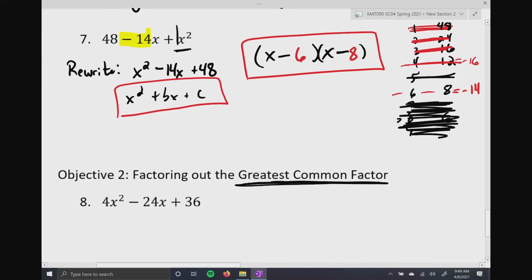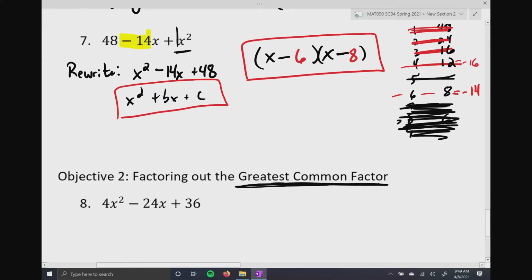So let me leave that right there. So if I look at 4x squared minus 24x plus 36, here's what we know.